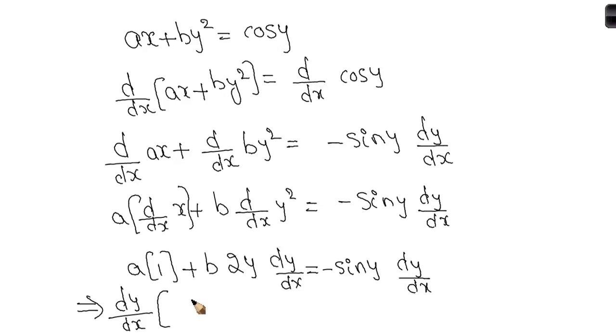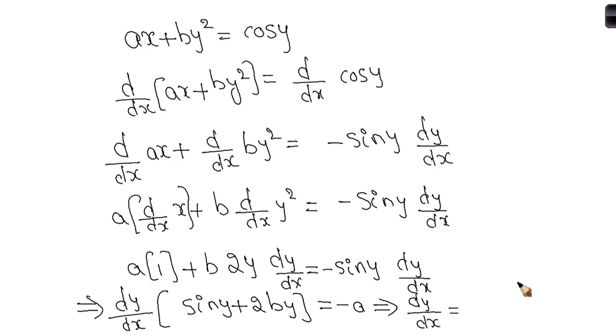So if I simplify, let me bring everything to one side. dy by dx times sin y plus 2by is equal to minus a. It implies dy by dx is equal to minus a upon sin y plus 2by. This should be the answer.